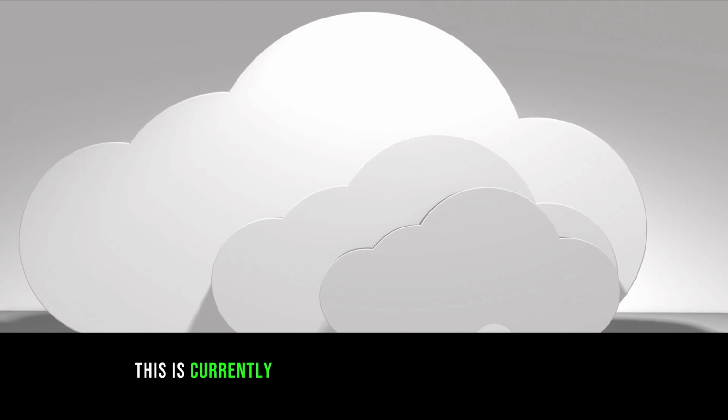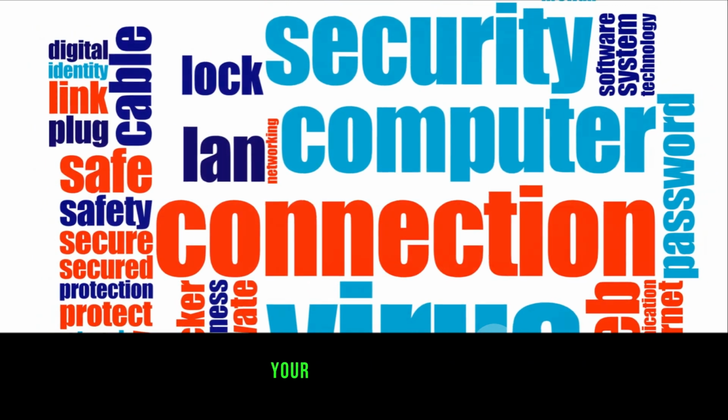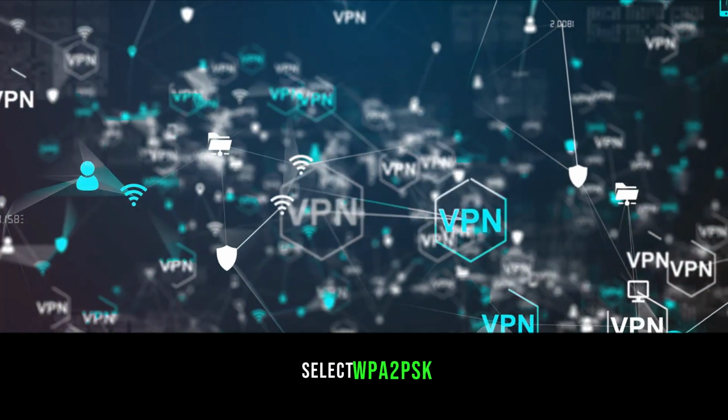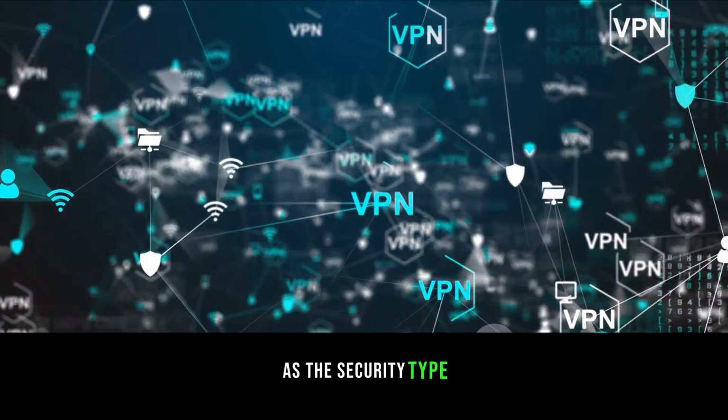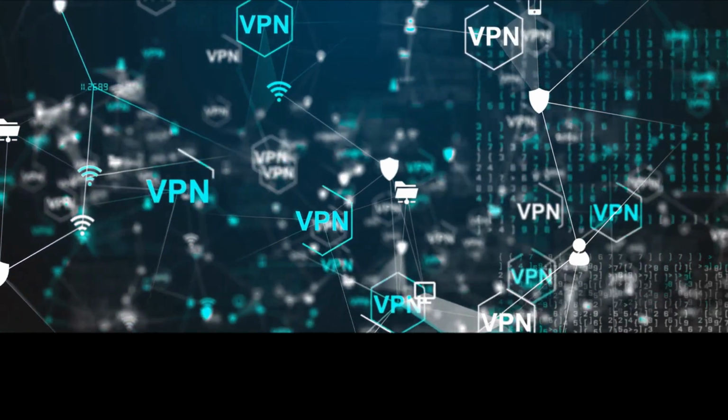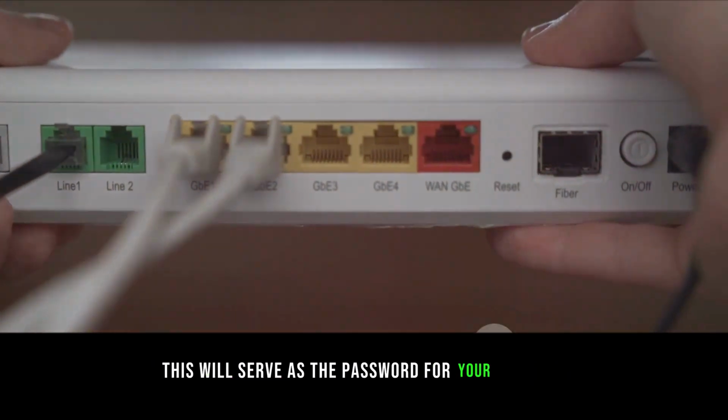This is currently the most secure method for protecting your wireless network. In the security settings, select WPA2 PSK as the security type. You'll then be prompted to enter a pre-shared key. This will serve as the password for your network.